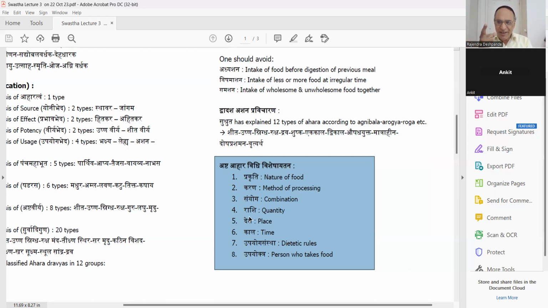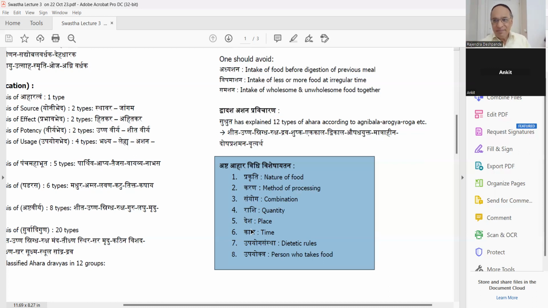Again, how to decide the matra? How should one take? Imagine the four parts of the abdomen. Two parts, 50% of your food, should be solid food. 25% should be liquid food, maybe water, buttermilk, fruit juices, or curry. And 25% keep vacant for the peristaltic movements. This is what I am talking about with Rashi. Rashi means matra. Desha: your Prakriti, Vata Pradhana, Pitta Pradhana Prakriti, is also Desh.